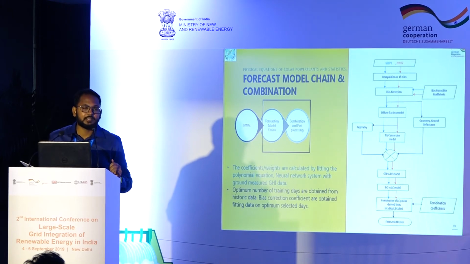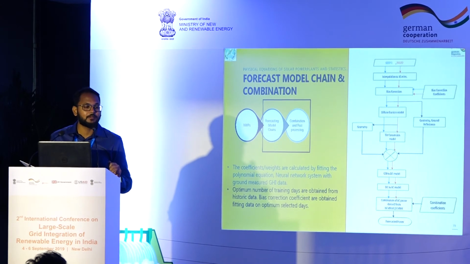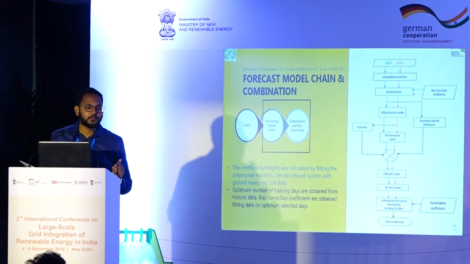So first the NWP data is interpolated in 15-minute steps, then bias corrected as I discussed, with a sort of polynomial function in this paper. Then we use the diffuse fraction model, the tilt conversion model, and finally we get the GTI, and then GTI is converted to DC using the Holt model or Bayer model, what we use in this paper. And finally, we combine to get the final AC power forecast.